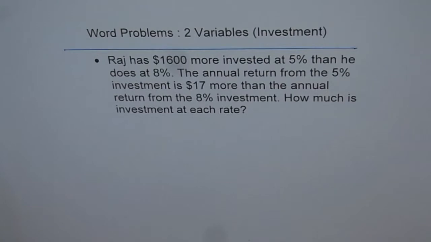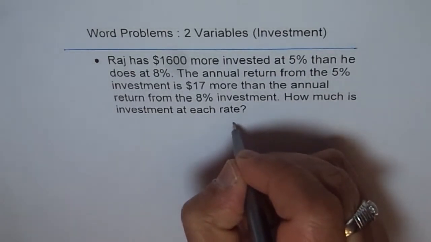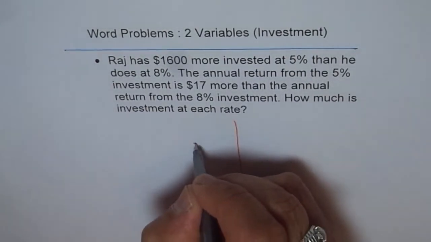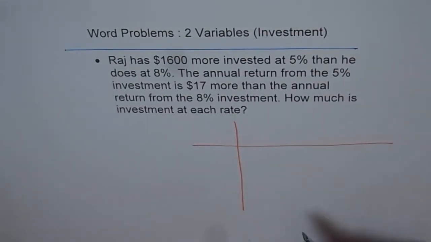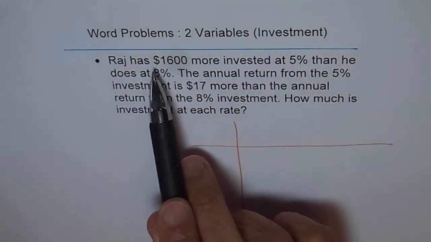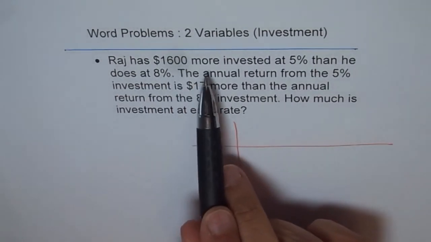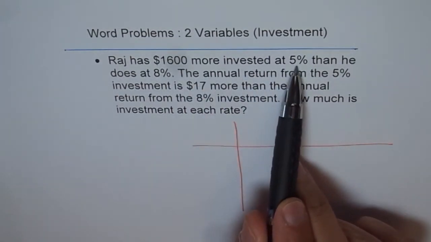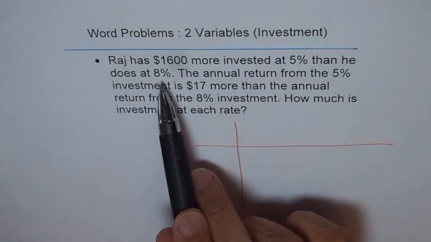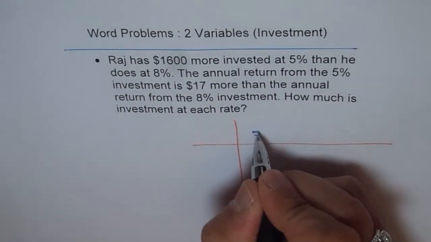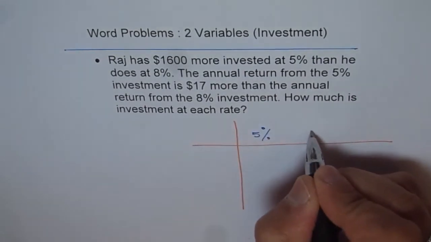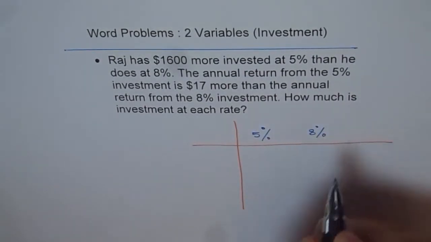Now, in solving this kind of a problem, I will suggest that we can make a table and then work our way through. So let me just make a table here, and in this table we will show the investments. Now it says $1,600 more invested at 5% than he does at 8%. So let's say this is the investment at 5% and this is the investment at 8%, right?